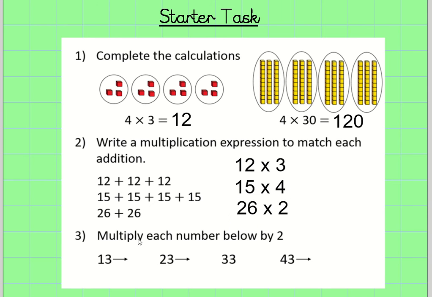We've then been asked to multiply each number below by 2. Now what you might have done is used our column method from yesterday to work that out, or you might have done it in your head. So 13 multiplied by 2 is 26. 23 multiplied by 2 is 46. 33 multiplied by 2 is 66. And 43 multiplied by 2 is 86.